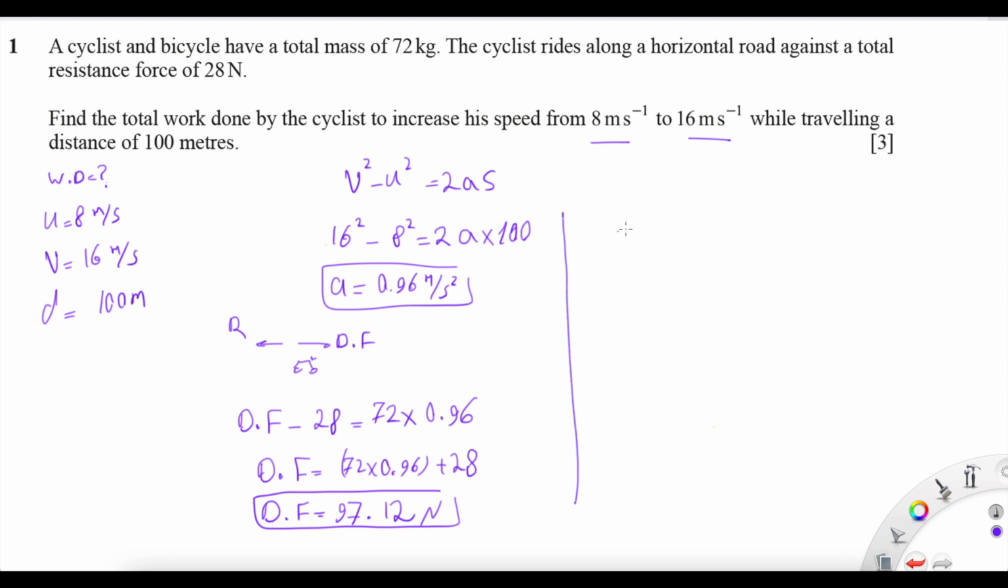Now, in order to find the work done by the cyclist, it is the driving force times the displacement, the distance traveled. So it will be the driving force, 97.12, times the total distance traveled by the cyclist, 100 meters. So it will be 9712 joules, the total work done by the cyclist.